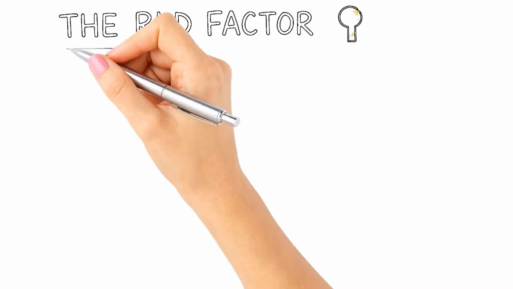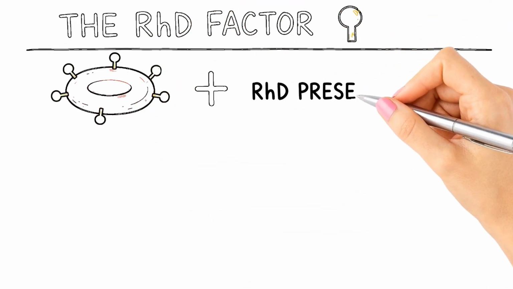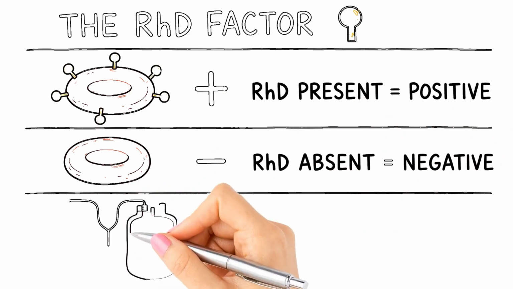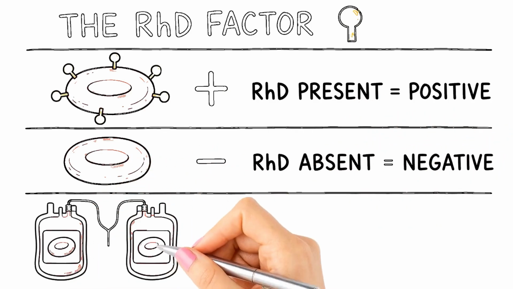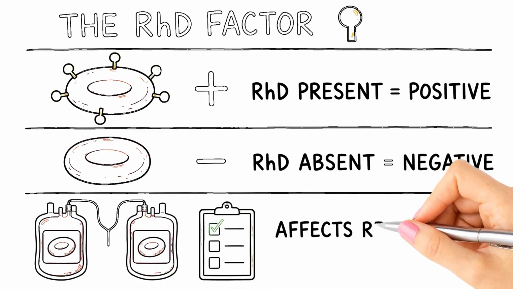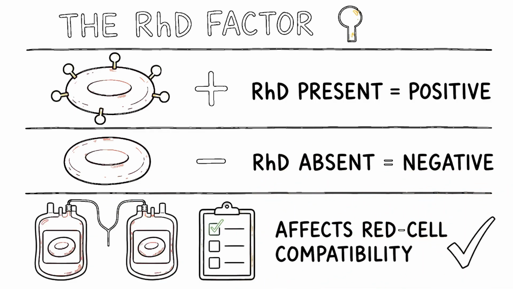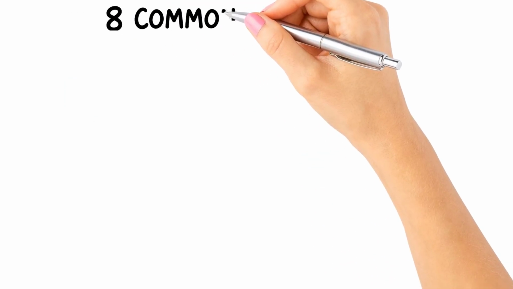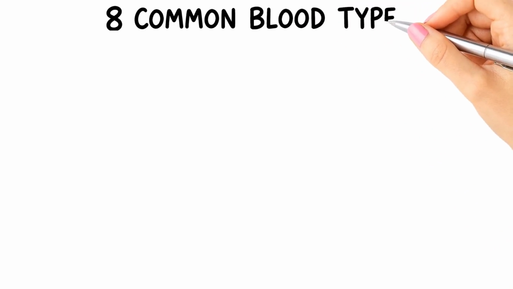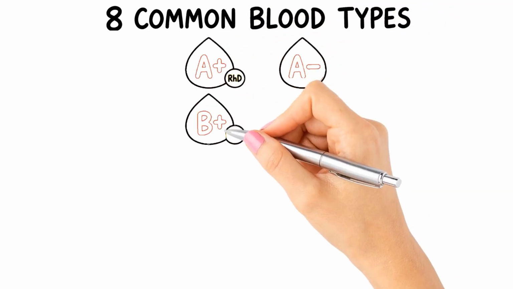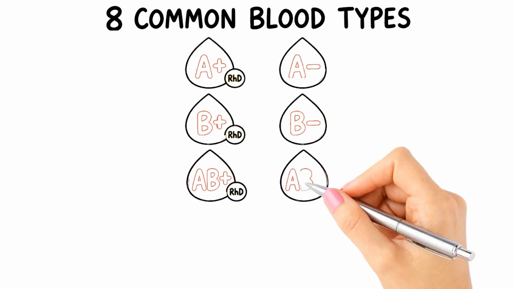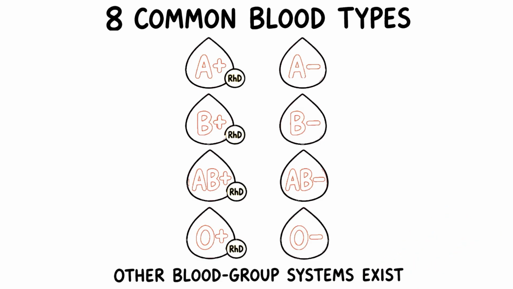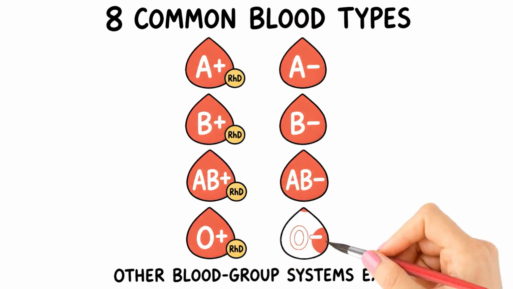The RH system adds another important marker, usually the RHD antigen. If RHD is present, the blood type is positive. If it is absent, the blood type is negative. RH status also affects red cell compatibility. Combining ABO and RHD creates 8 common blood types: A positive, A negative, B positive, B negative, AB positive, AB negative, O positive, and O negative. Other, less common blood group systems also exist.